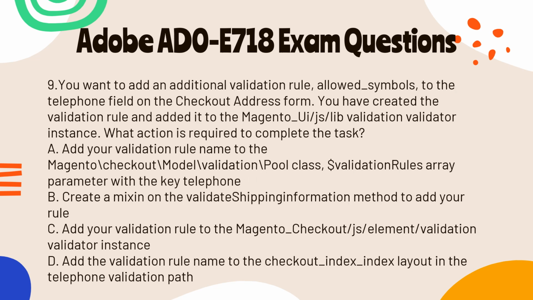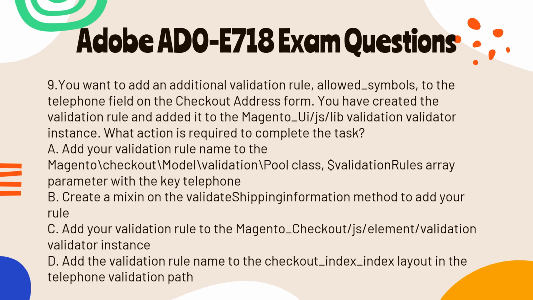9. You want to add an additional validation rule, allowed_symbols, to the telephone field on the checkout address form. You have created the validation rule and added it to the Magento_Ui JS lib validation validator instance. What action is required to complete the task?